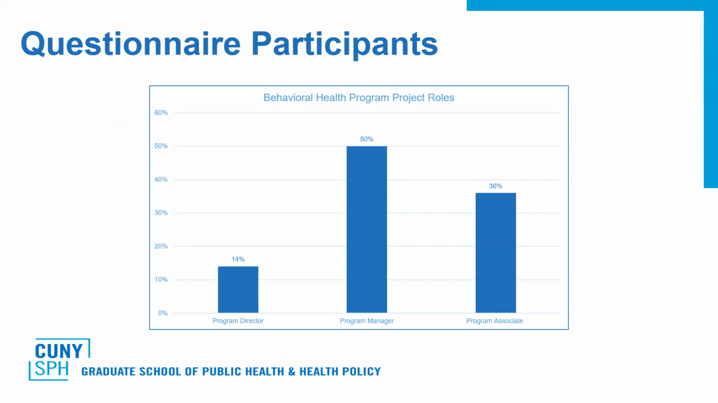So we had a small cohort of program directors at 14% answering the questions. The largest cohort was program managers, who are at 50%, and the 36% of the folks who participated were program associates.